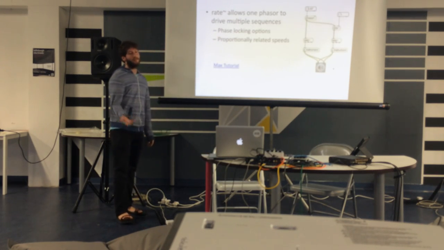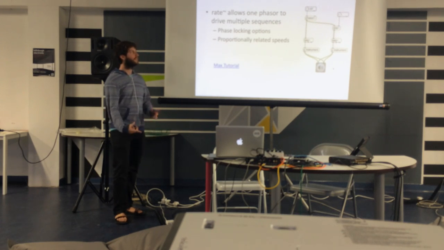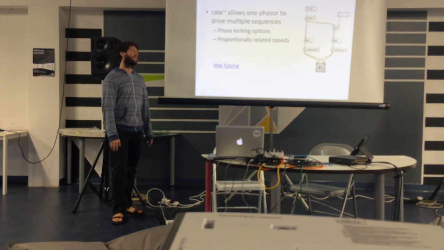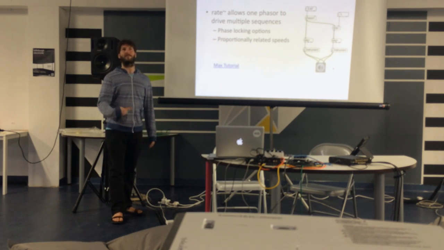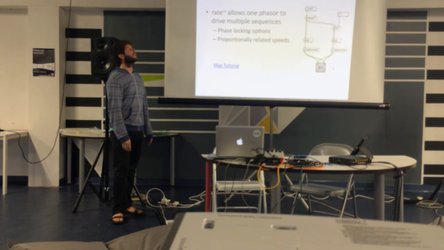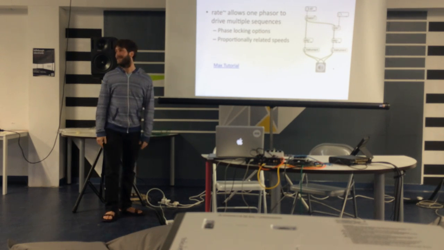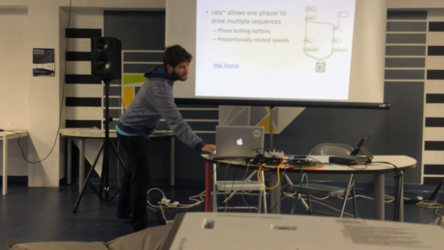So in Max, this object, which I had no idea existed until 2 months ago, called Great Tilde, allows you to, when you're using a phaser and DSP to drive sequences, proportionally move the phaser while still having phase locking things. So if you want both of the sequences to lock together after a certain amount of time, you can do that with Great Tilde. But the math in order to get two phasers actually locked together is really complicated. I'm sure it's not that complicated if you guys know how it is, but I don't.